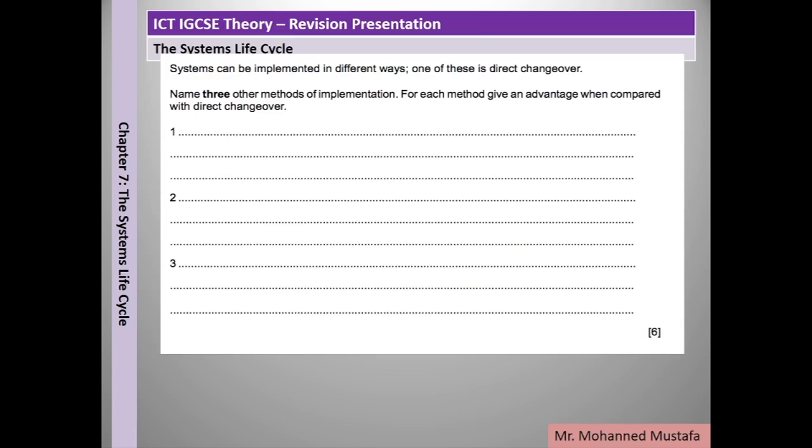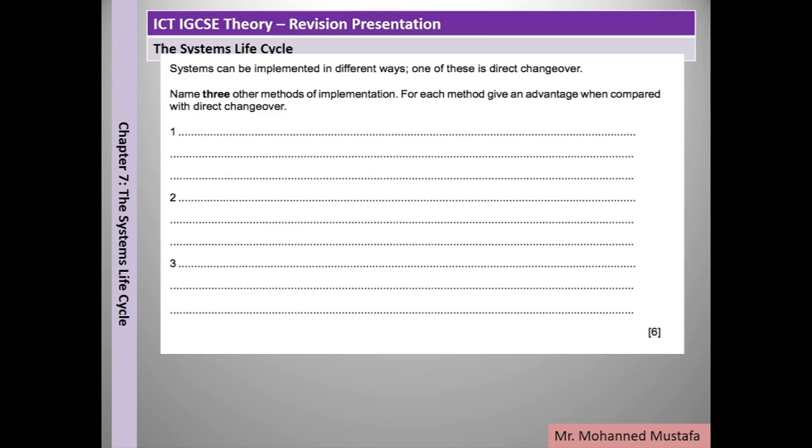One of these is direct changeover. Name 3 other methods of implementation. For each method, give an advantage when compared with direct changeover. Parallel, meaning unlike direct, both systems will run at the same time, and the advantage, if something happens to the new system, you can always fall back to the old system.